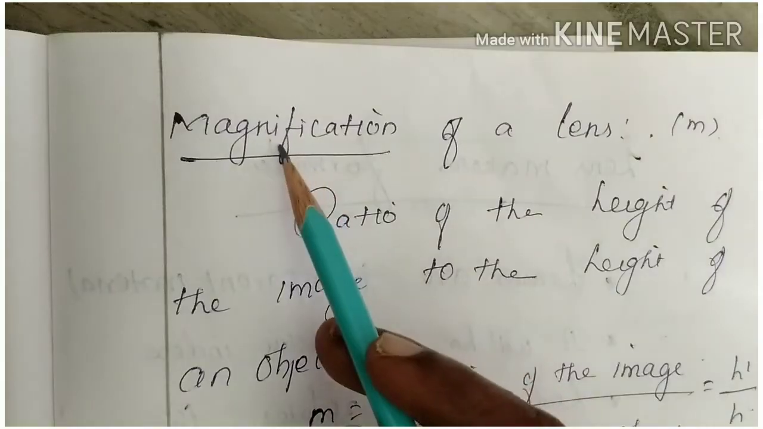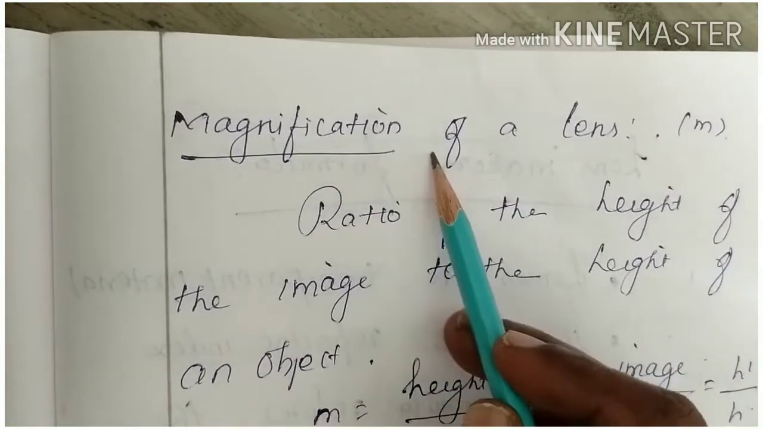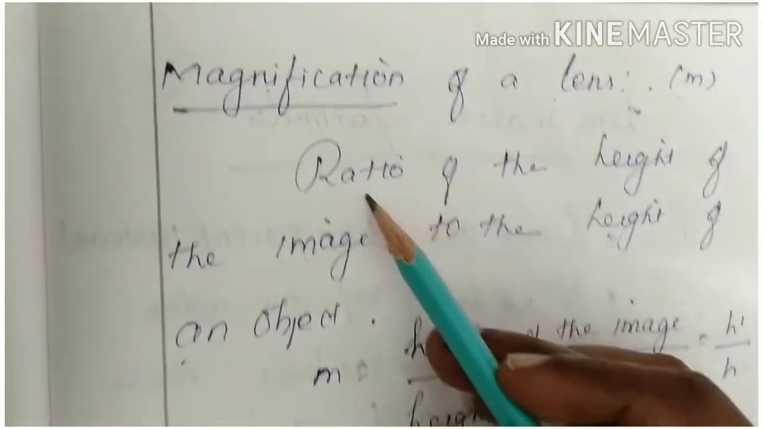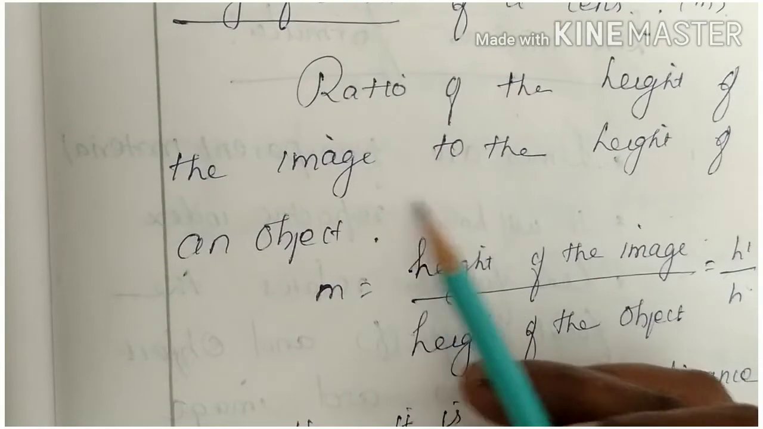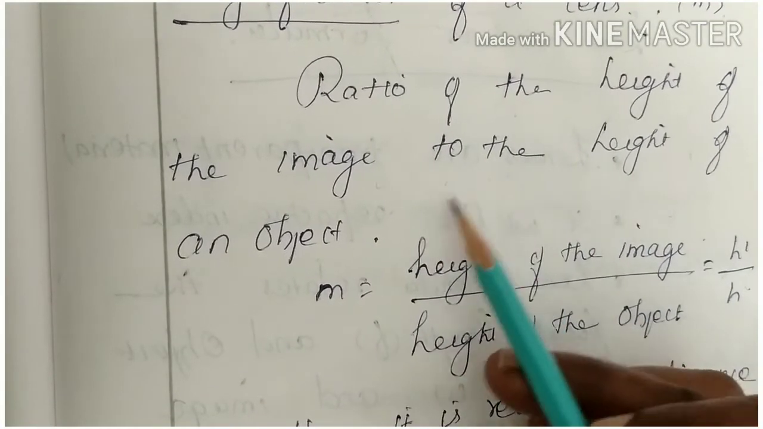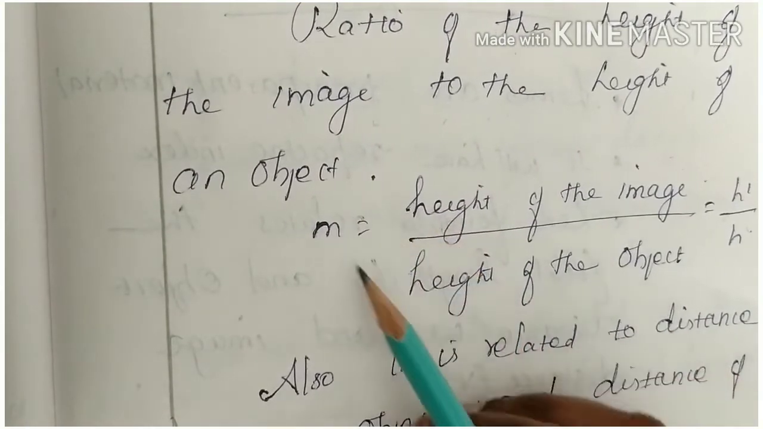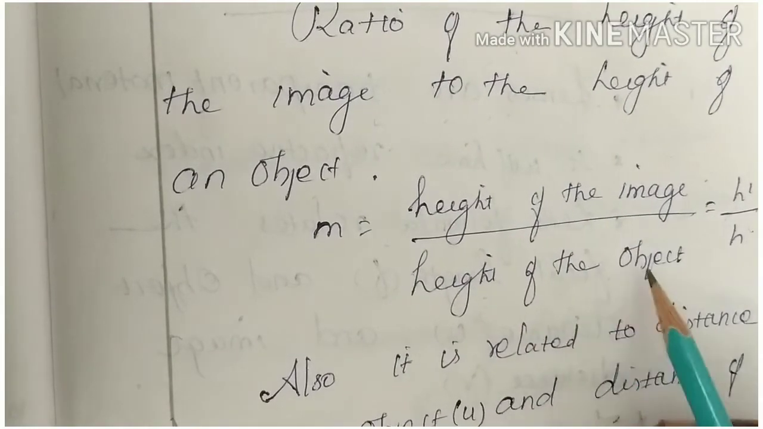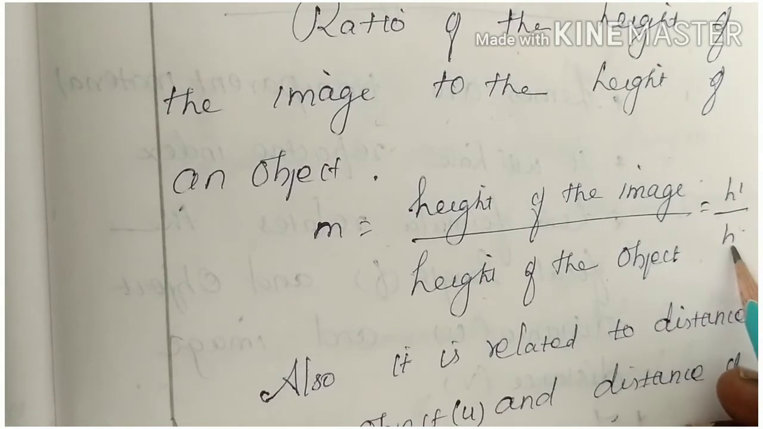Okay, next definition. We are going to learn what is the magnification of a lens. The magnification of a lens is represented by the letter M. What is magnification? The ratio of the height of the image to the height of the object. We are comparing the two heights, the height of the image and the height of the object. So magnification m is equal to the height of the image divided by the height of the object. The height of the image is represented by h dash, and the height of the object by h.